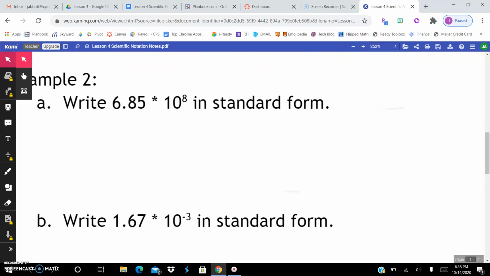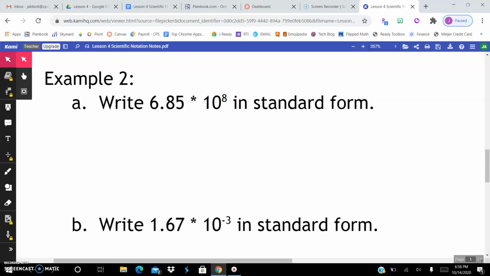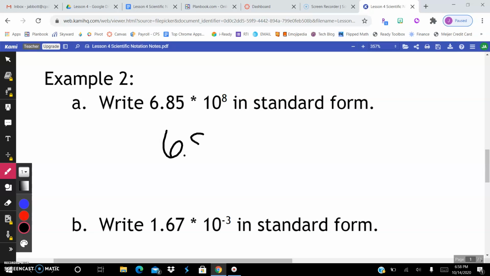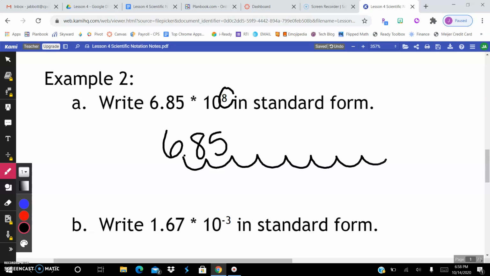So here, this problem is written in scientific notation and we need to write it in standard form. So 6.85 times 10 to the 8th, I'm going to take that 6.85, and the 8, the exponent, tells us how many spots we're going to move that decimal. So we have to move it 8. And it's positive 8, so we're going to move it to the right. 1, 2, 3, 4, 5, 6, 7, 8. And then we fill in those empty spots with 0.